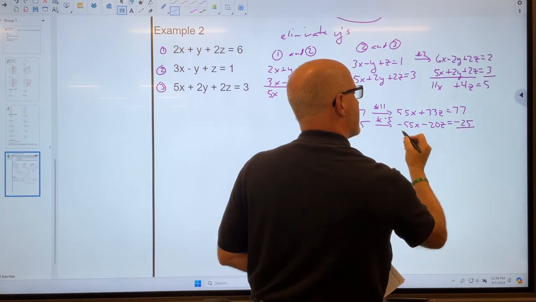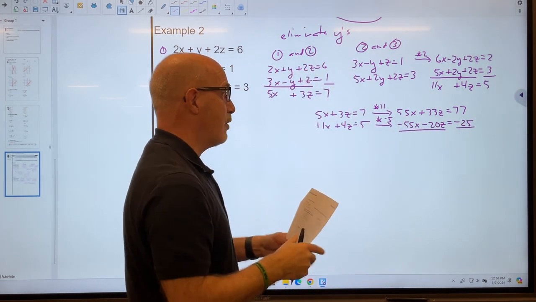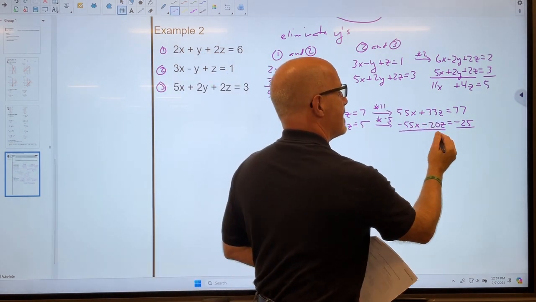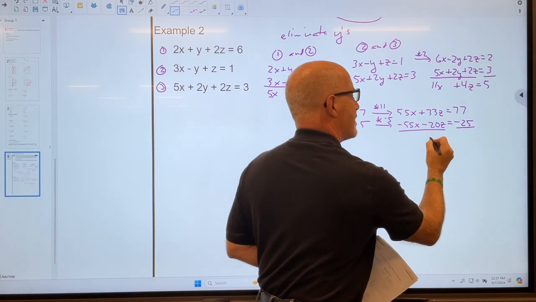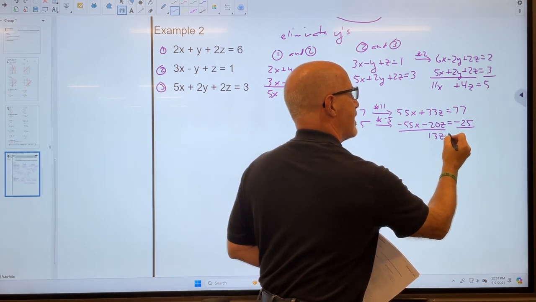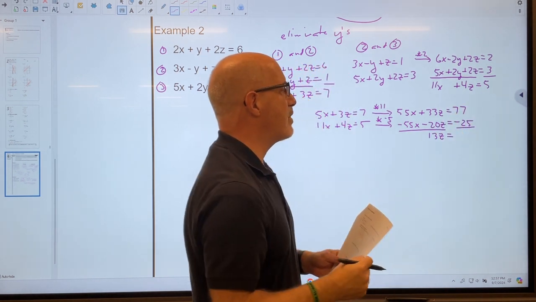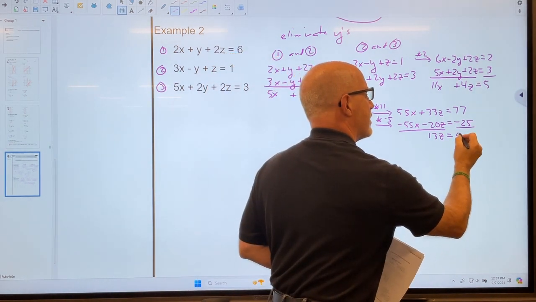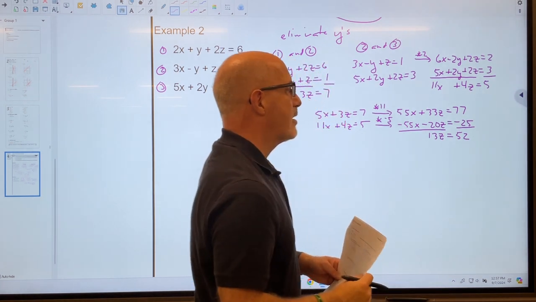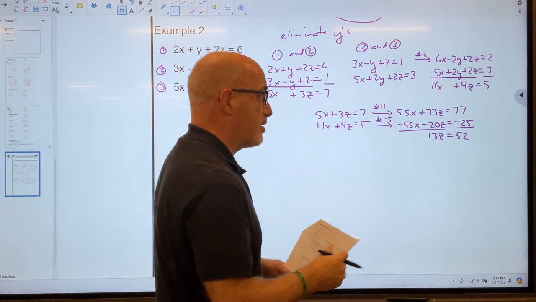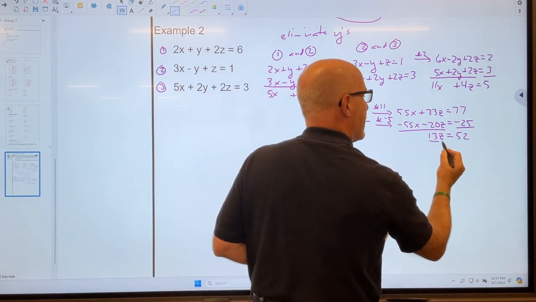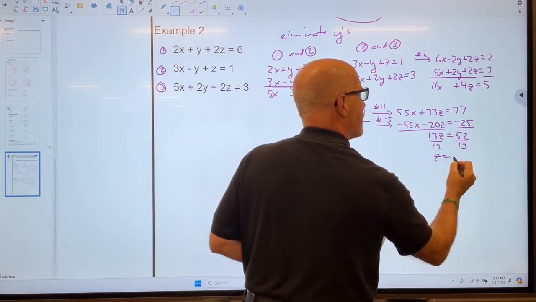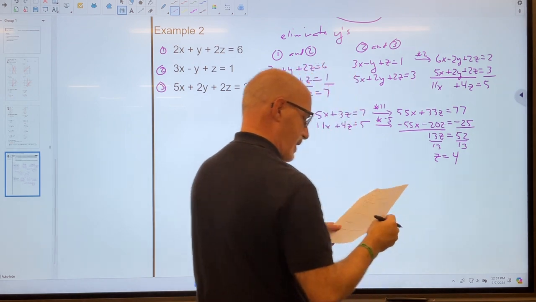I'm going to add straight down. Now, no more x's when I add straight down. 33z plus negative 20z is going to be a positive 13z. And then 77 plus negative 25, that's going to give me a 52. All right, now I can solve that. I go ahead and divide both sides by 13. And I get z equal to 4 when I solve that.